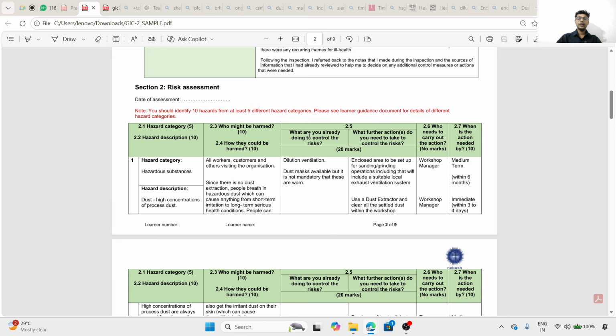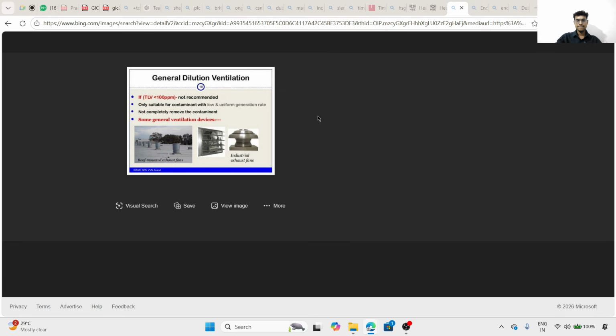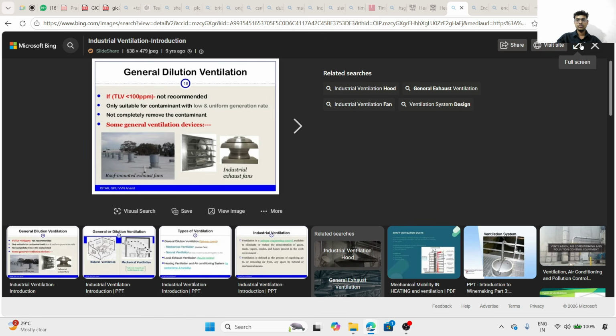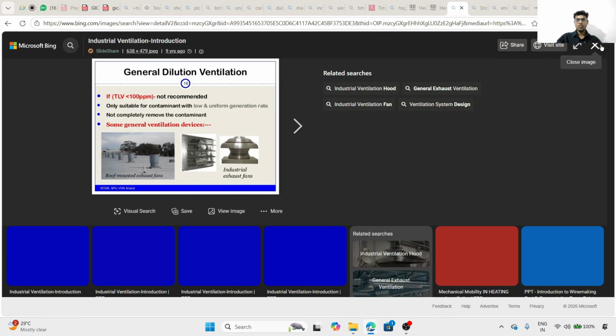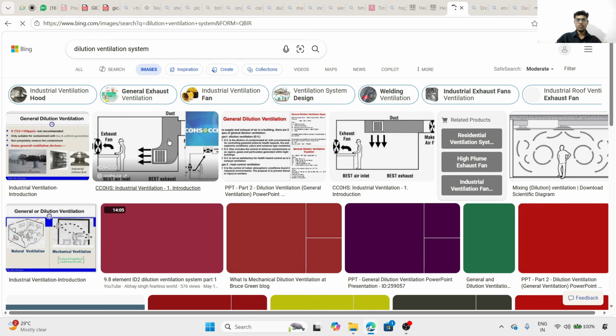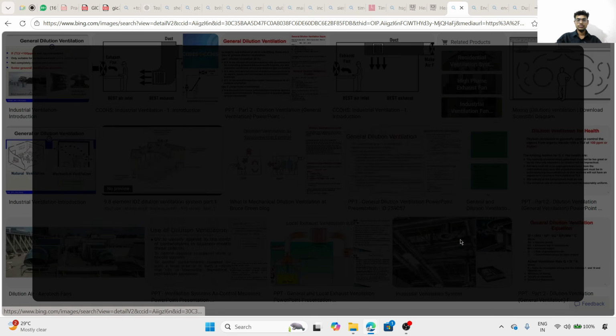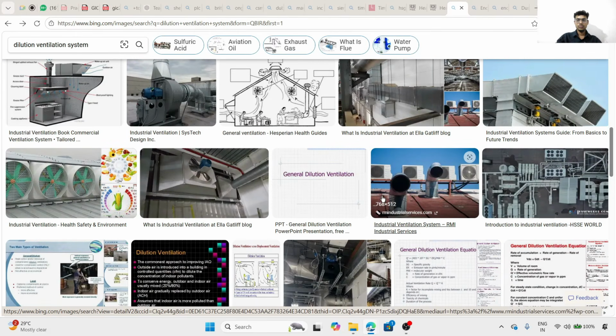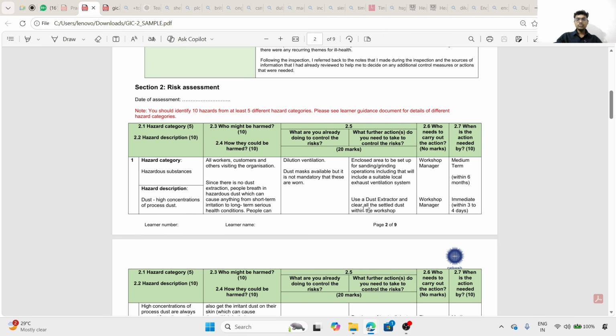Now, what are you already doing to control the risk? Which means, currently when you are doing the risk assessment over there, what all control measures are there? It is saying dilution ventilation is there. Now, what is dilution ventilation? You can see this, mostly all people might have seen the dilution ventilation system. Okay, the dilution ventilation systems are there.